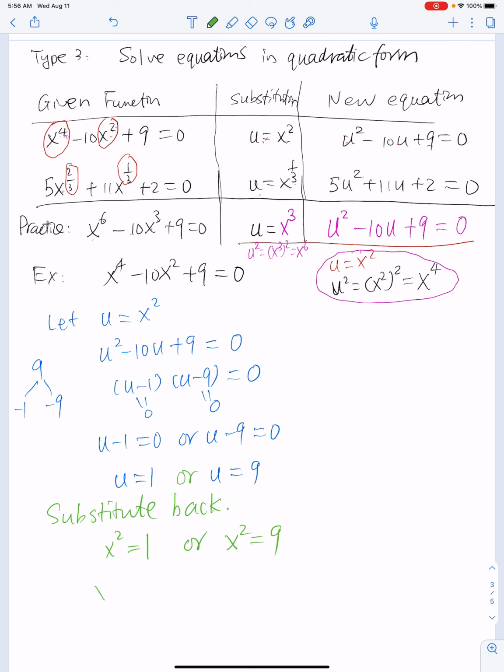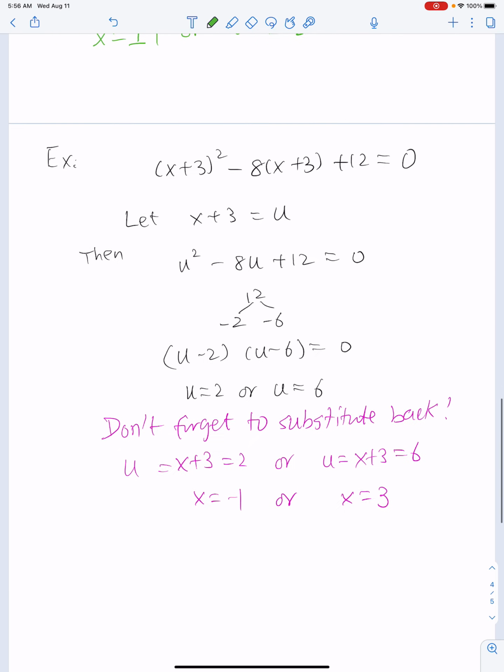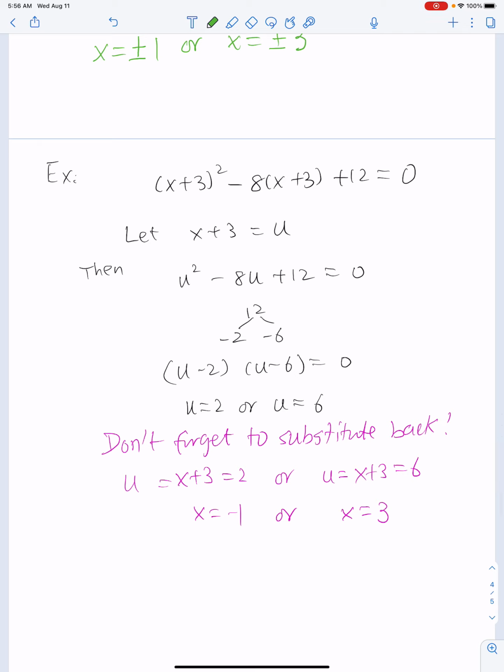x squared equal to 1. What will be x? 1, yeah? Now, do not forget what? Plus or minus. Do not forget plus or minus square root of 9, which will be 3. Then we are done. Okay, so you can use the substitution and do not forget to substitute back. That's very important.